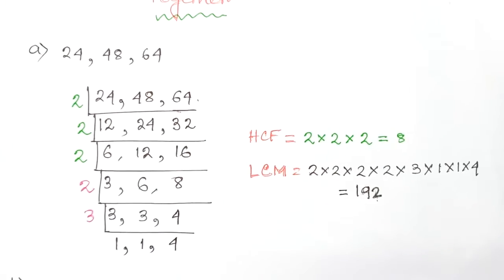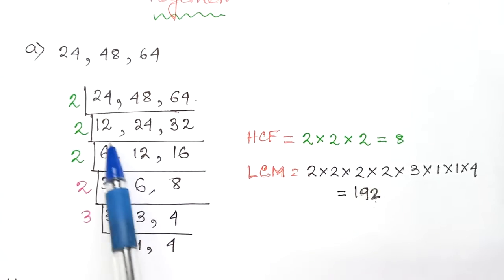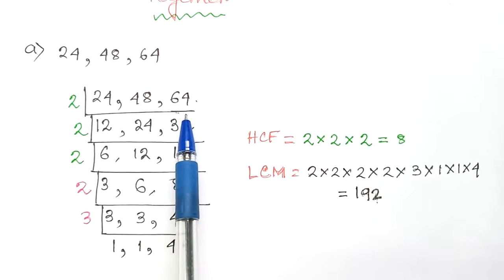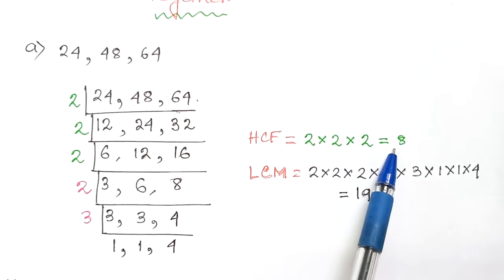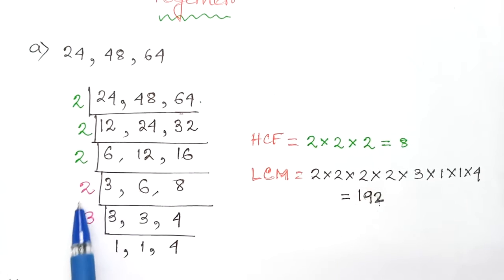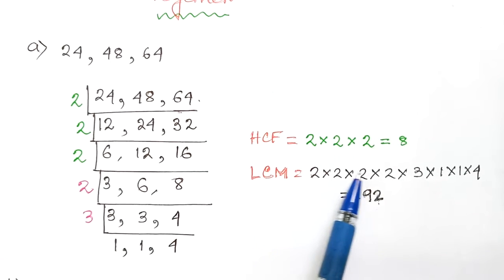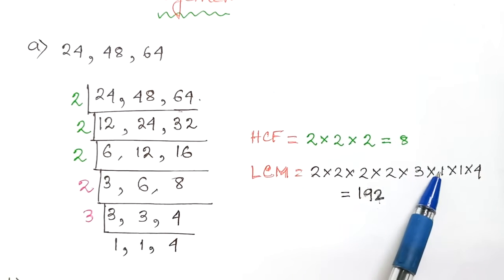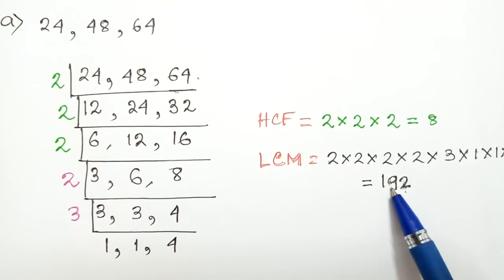Okay. Now the HCF is all the common divisors which can divide all the three numbers exactly. So here 2 into 2 into 2 is equal to 8. That is the HCF. And the LCM is all the common divisors and all the numbers which remain undivided. That is 2 into 2 into 2 into 2 into 3 into 1 into 1 into 4, that is equal to 192.